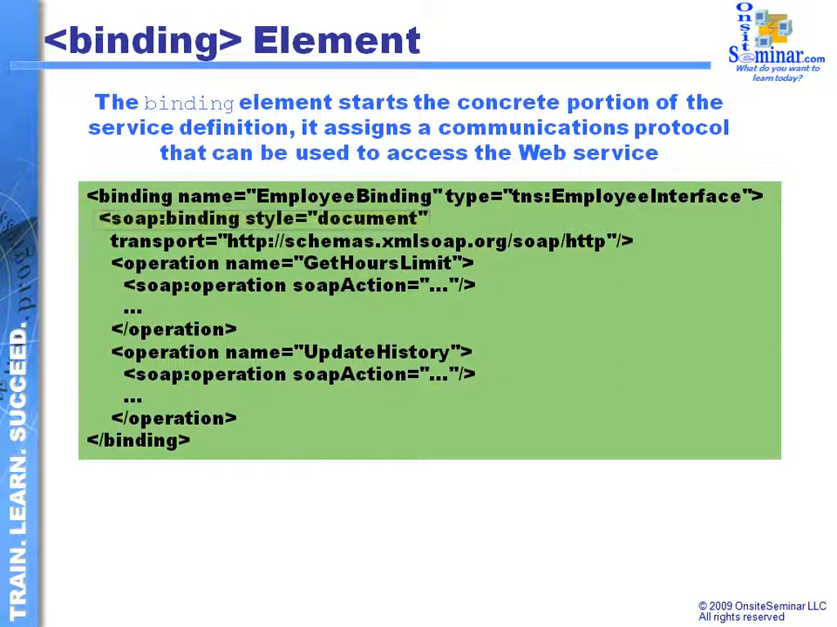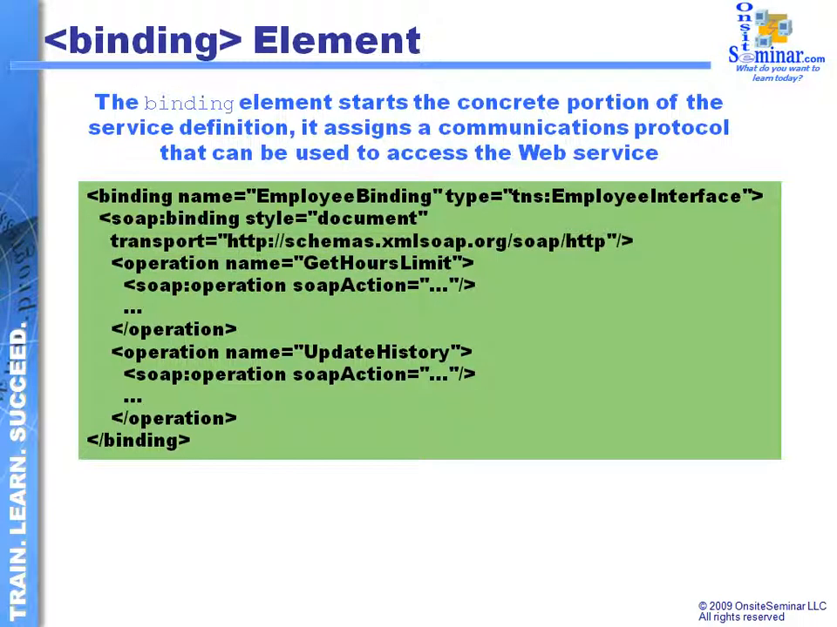In addition to that, in the binding area, we're also going to have the protocol information. So here we see the transport aspect of it, defining it as HTTP. So we also want to define exactly how the message, the SOAP message, is going to be embedded. In this particular case, it's going to be embedded in an HTTP message.